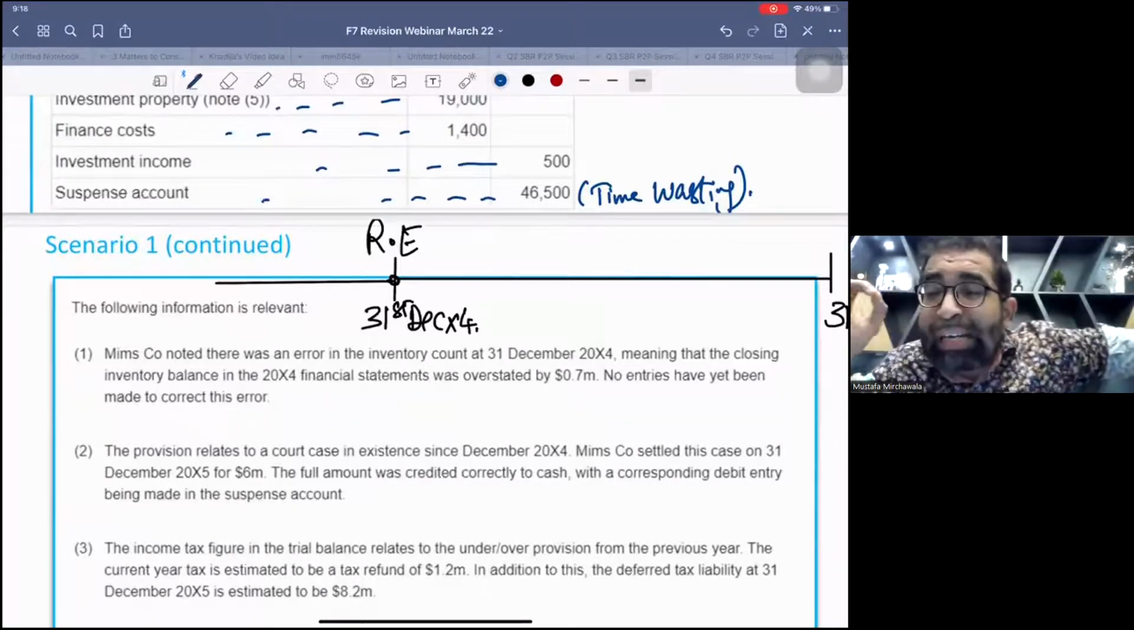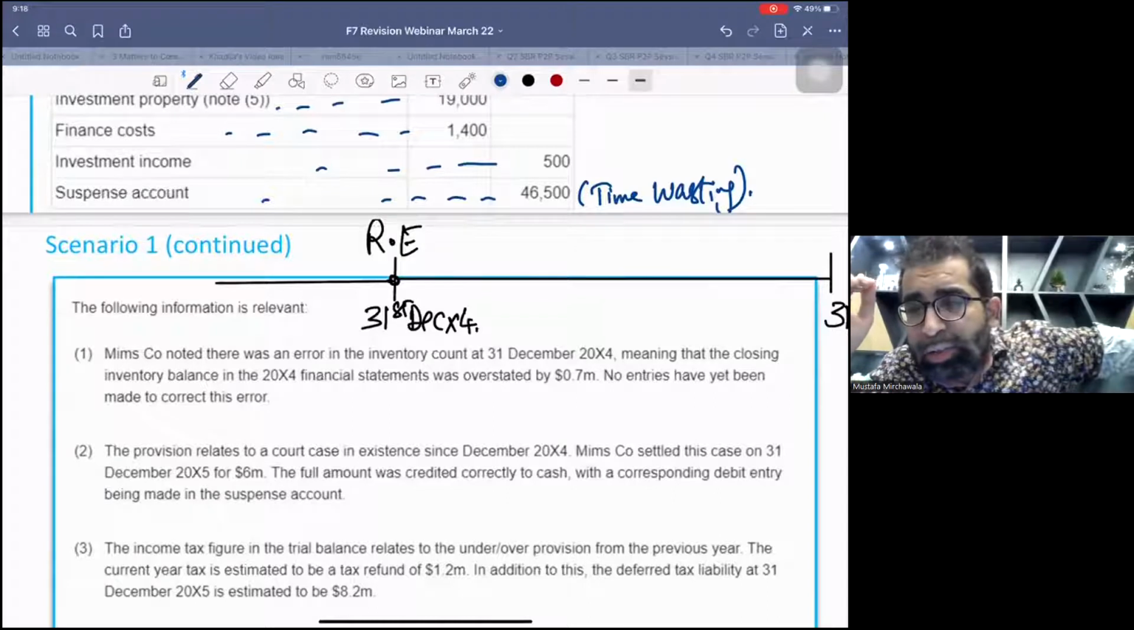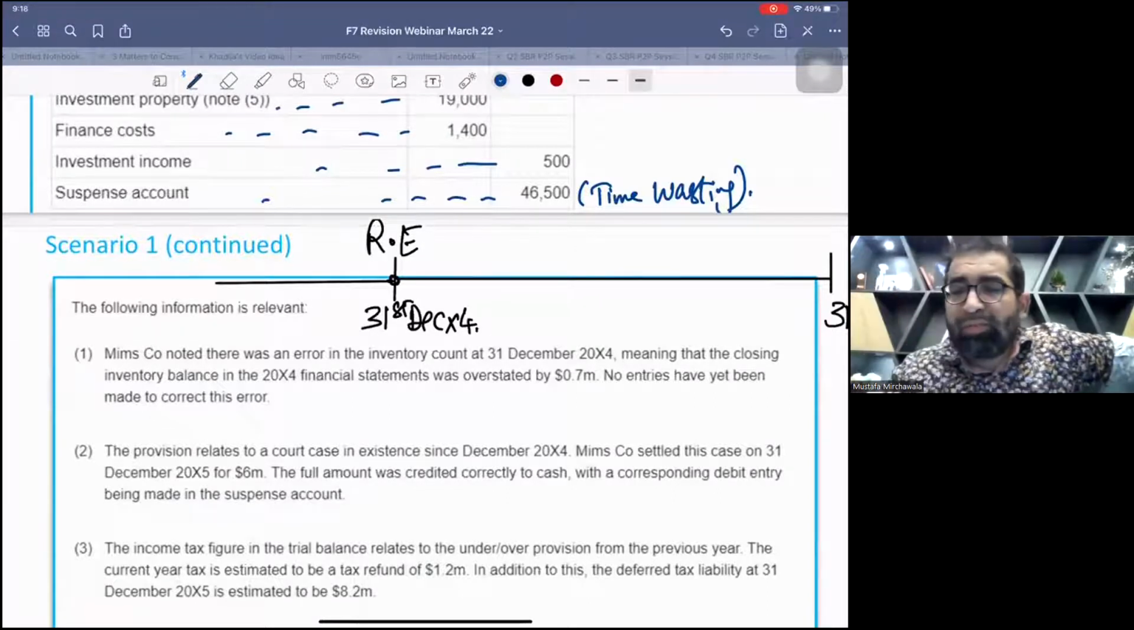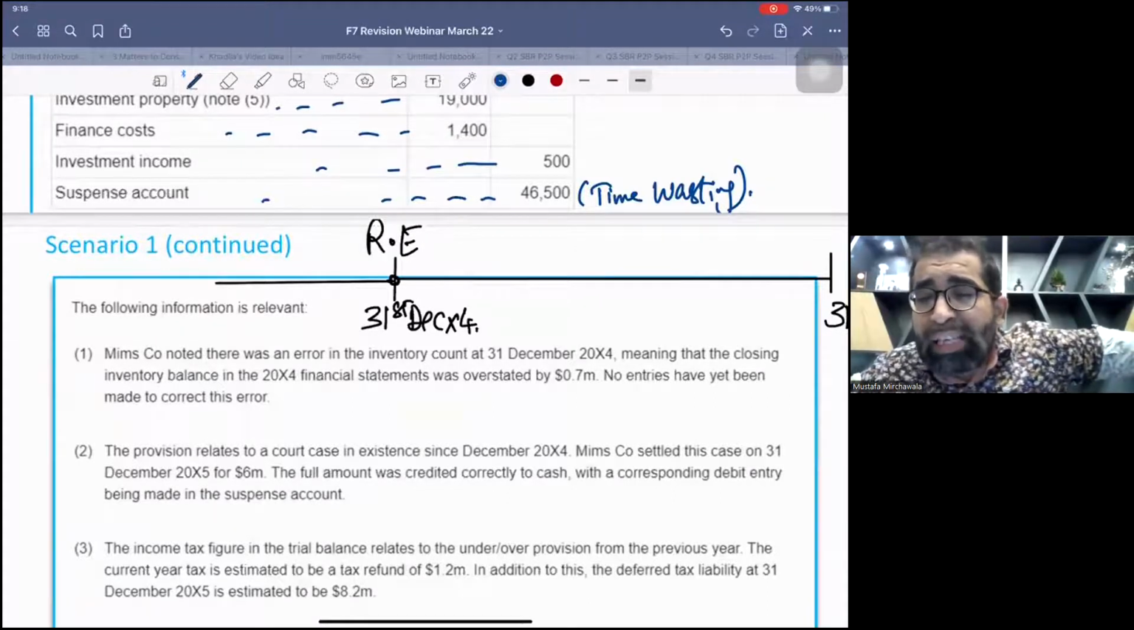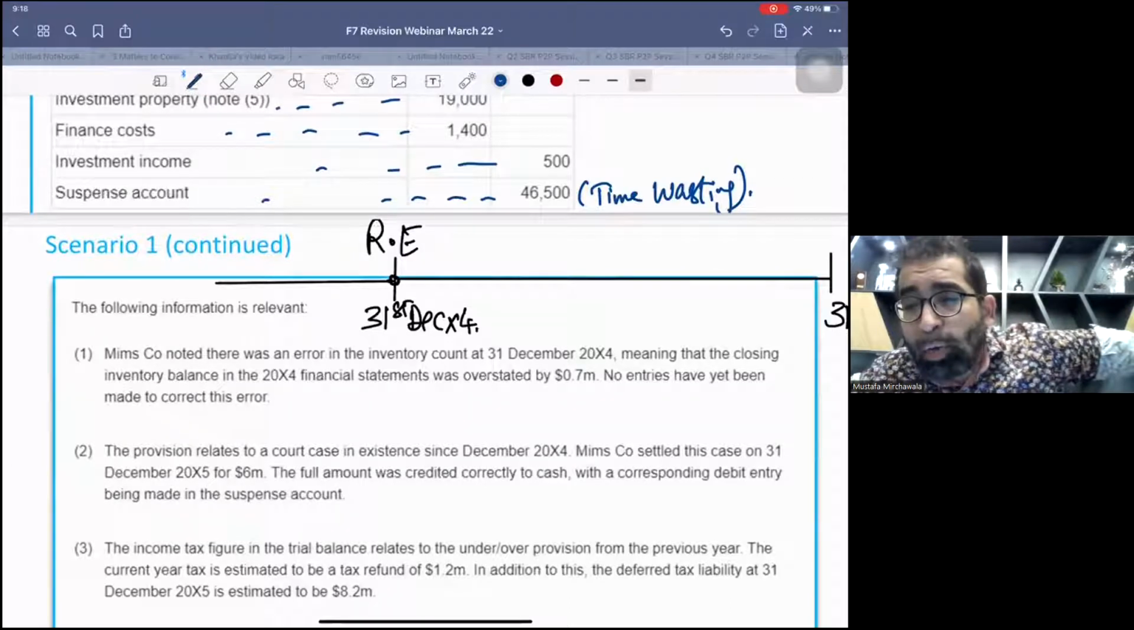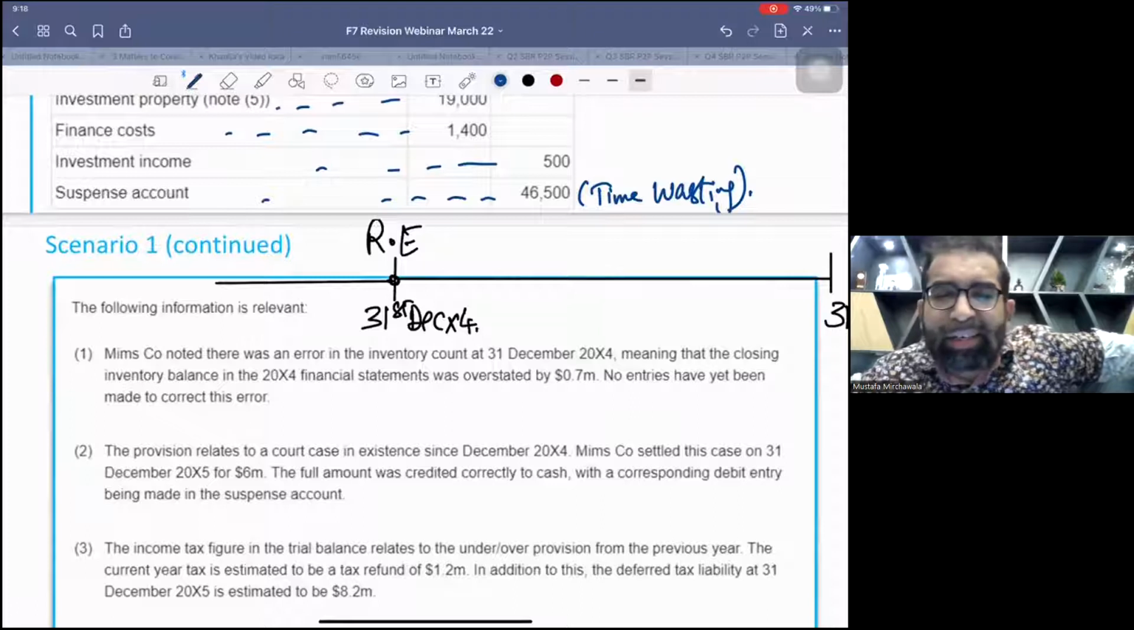If they are material errors, they should be adjusted retrospectively. And open your ears: retrospective means adjusted in opening retained earnings. Okay, let me try.